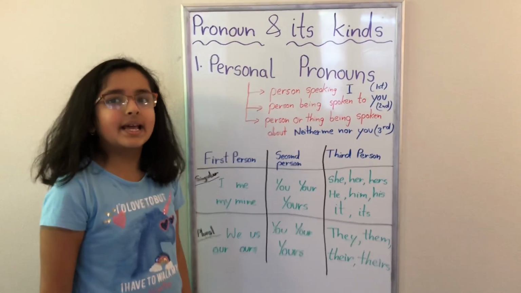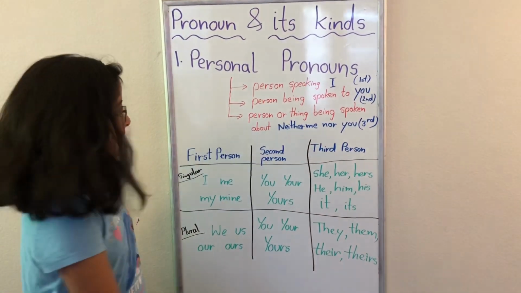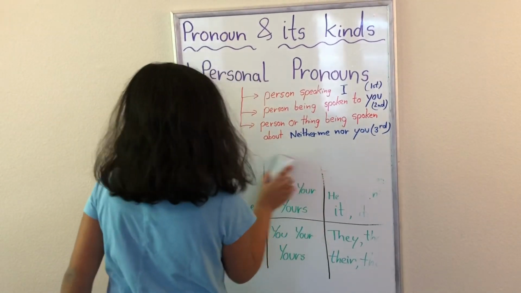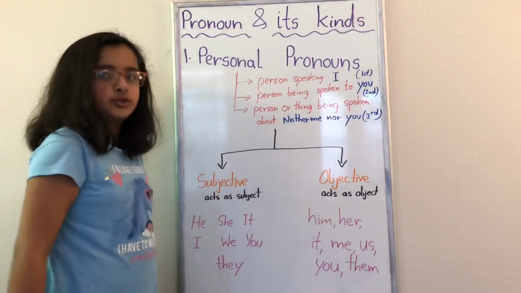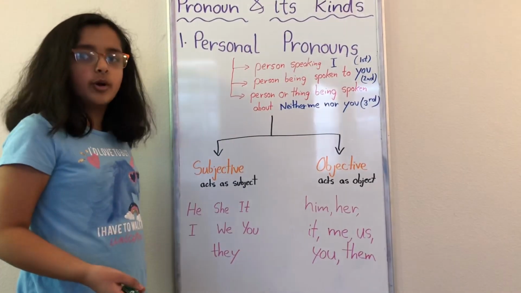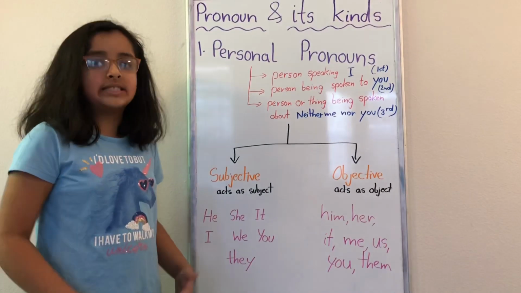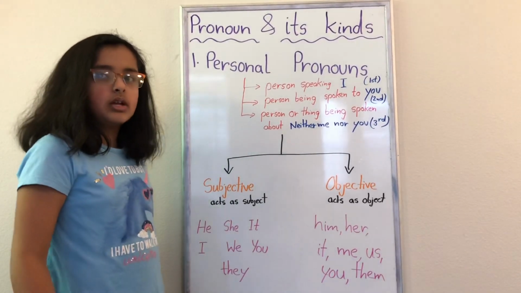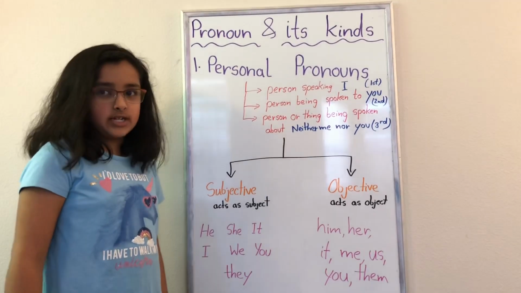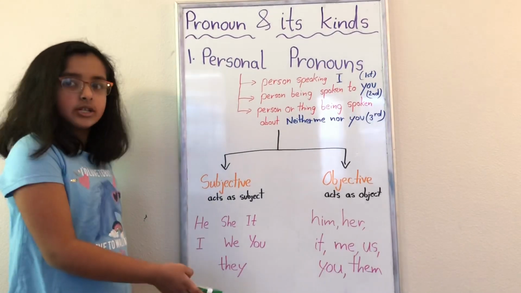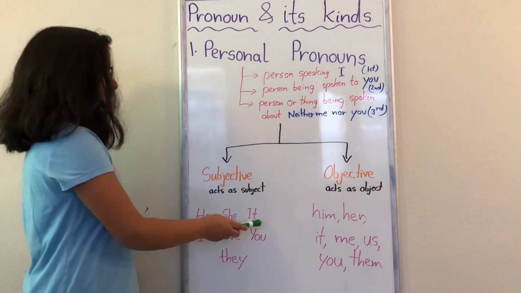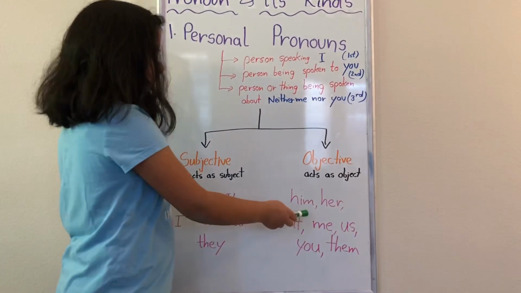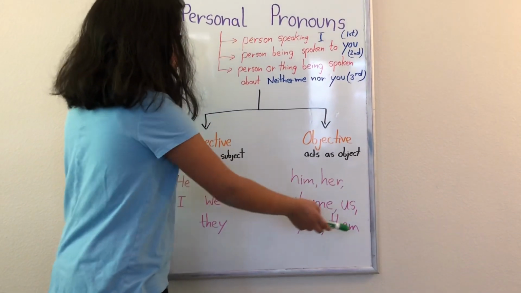Personal pronouns can be categorized into two groups, subjective and objective. Subjective pronouns act as the subject in a sentence, and objective pronouns act as the object in a sentence. The subjective pronouns are he, she, it, I, we, you, and they. And the objective pronouns are him, her, it, me, us, you, and them.